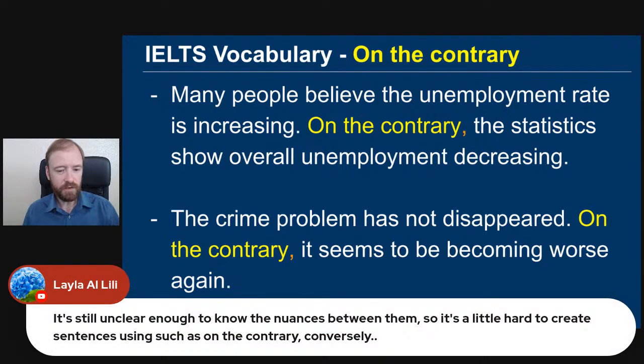It's still unclear enough to know the nuances between them, so it's a little hard to create sentences using such as on the contrary, conversely. Layla, it all starts with you starting to write sentences. All right. It doesn't start with I'm not going to write a sentence until I completely understand. No, no, no, no, no. It starts with you trying to write sentences. And then I tell you, you're right or wrong. If you're wrong, you try again. But there's no situation in learning where it's like I don't understand, so I'm not going to try. Right?